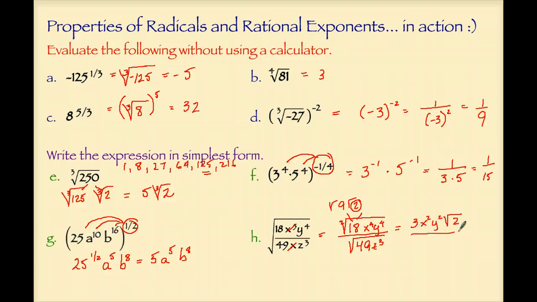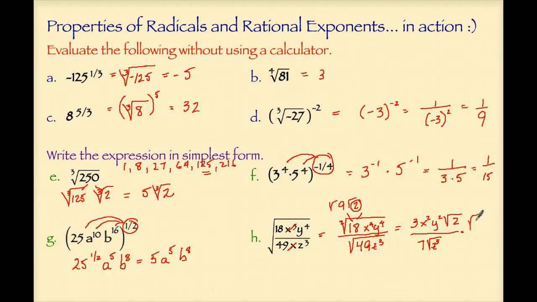In the denominator, I can go ahead and take the square root of 49, which is 7, and I'm left with the square root of z cubed. Now, to be honest, I'm not allowed to leave that radical there. If only this exponent was evenly divisible by 2, which is the index. Well, let me do what I can to make that happen.